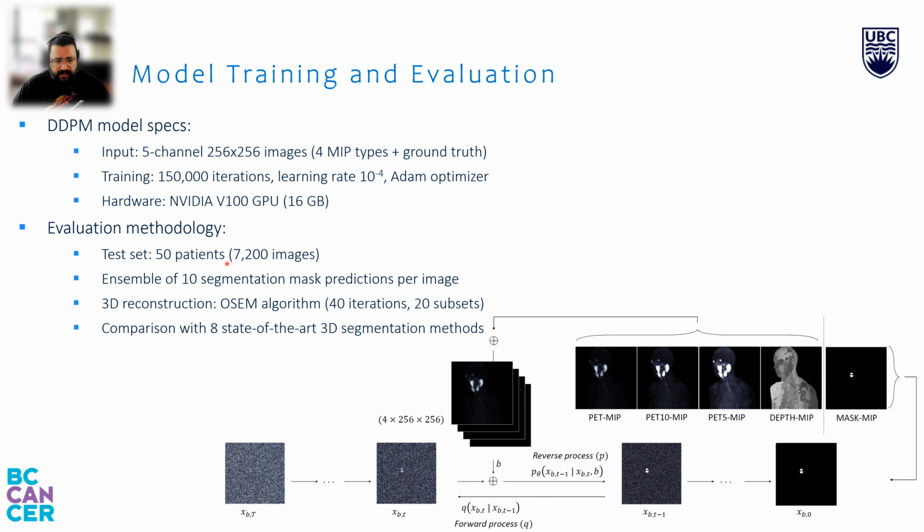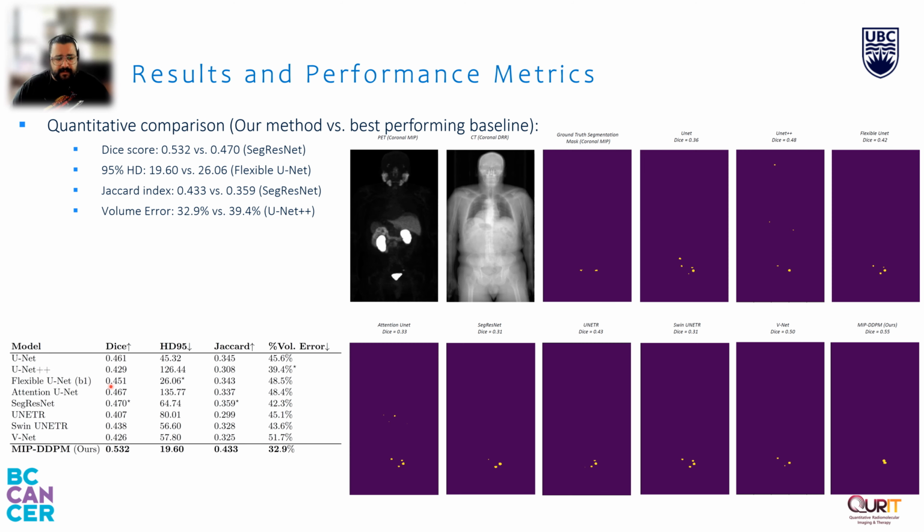We tested our method on 50 patients using an ensemble of 10 segmentation masks, and reconstructed the segmentation mask from the projection space back to the volume space, 3D space, using the OSCM algorithm with 40 iterations of 20 subsets, and we compared our results with 8 state-of-the-art 3D segmentation methods. In terms of 4 different segmentation metrics, which are Dice score, Hausdorff distance, Jaccard index, and volume percentage error, our MIP DDPM method outperforms all these 8 segmentation methods.